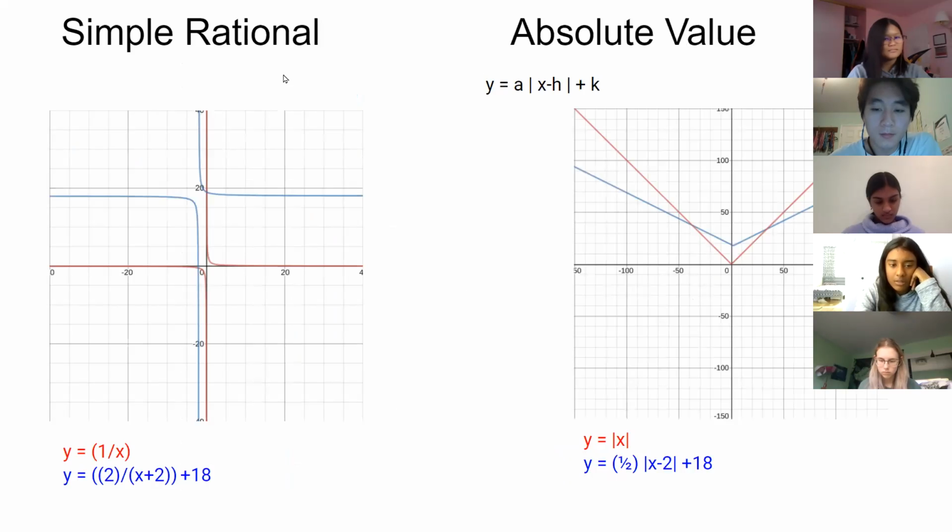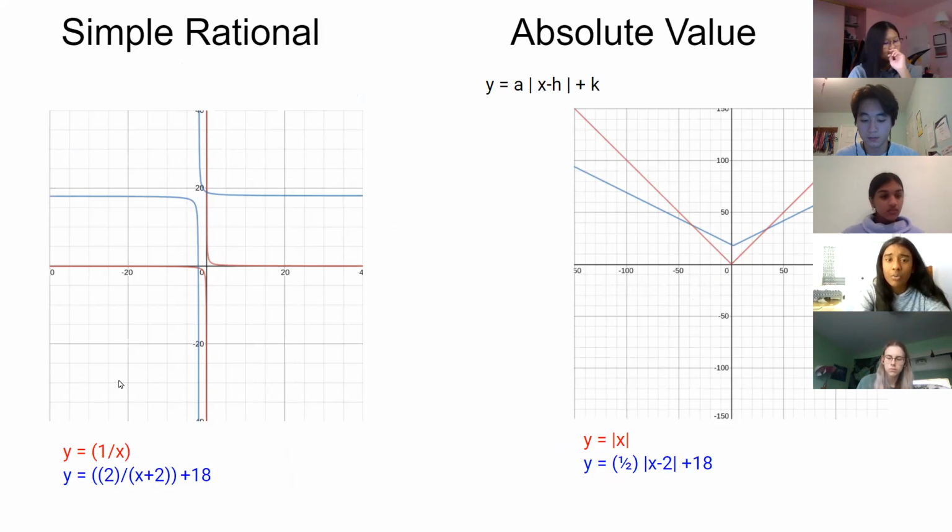So now we're going to look at the next 2 types of equations, simple rational equations and absolute value equations. A simple rational equation is any equation with a variable in the denominator. Right here in red, we can see a graph called a hyperbola. This is a graph that has a vertical asymptote and a horizontal asymptote. The form of the equation of this red graph is y equals 1/x.